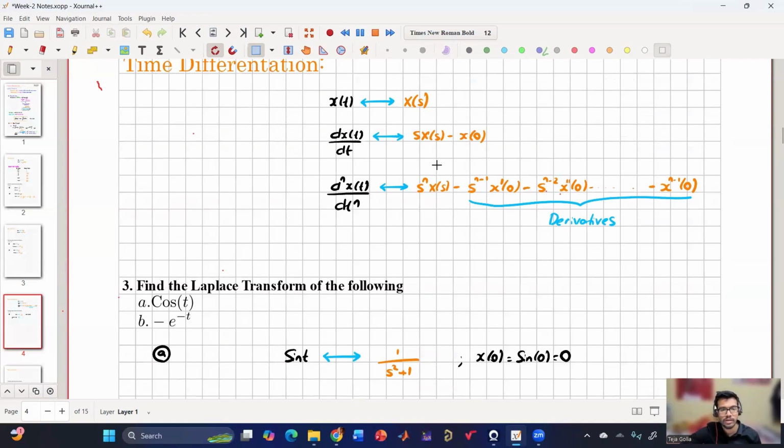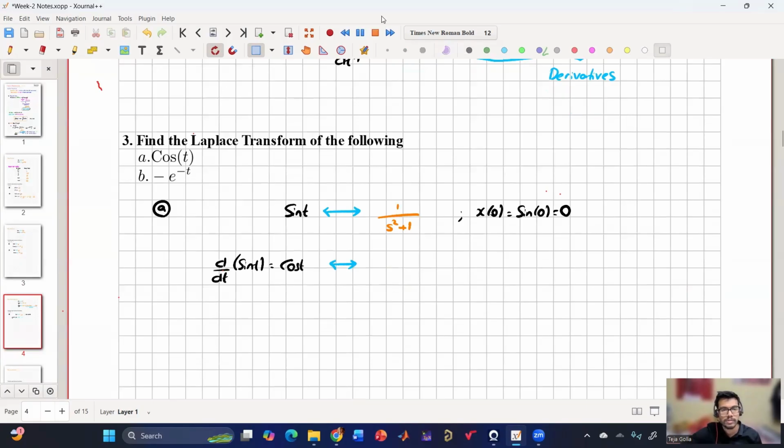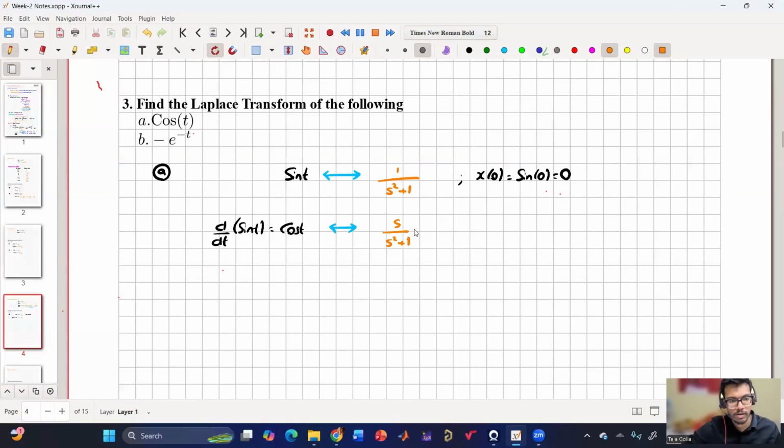So for the Laplace transform of sin t, it is 1 upon s squared plus 1. And for cos t, it is s by s squared plus 1, which is also one of the results that we have mentioned before.